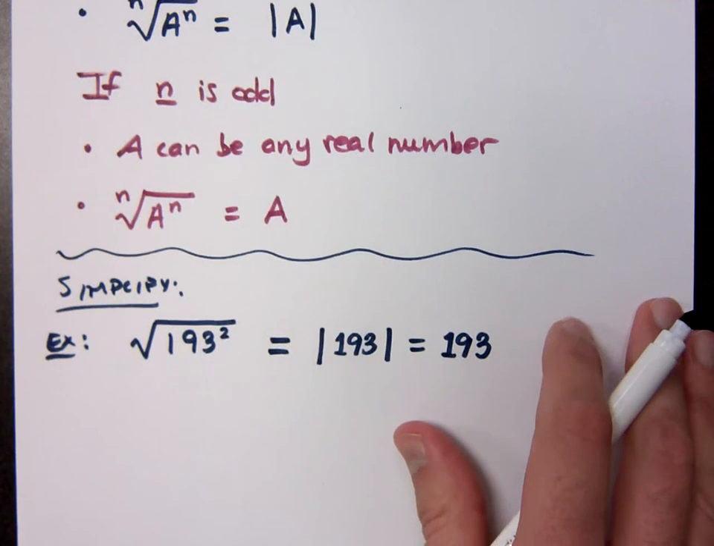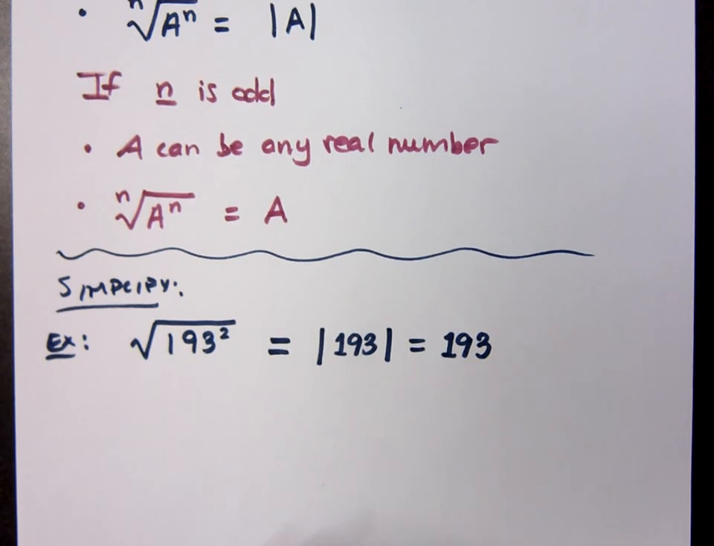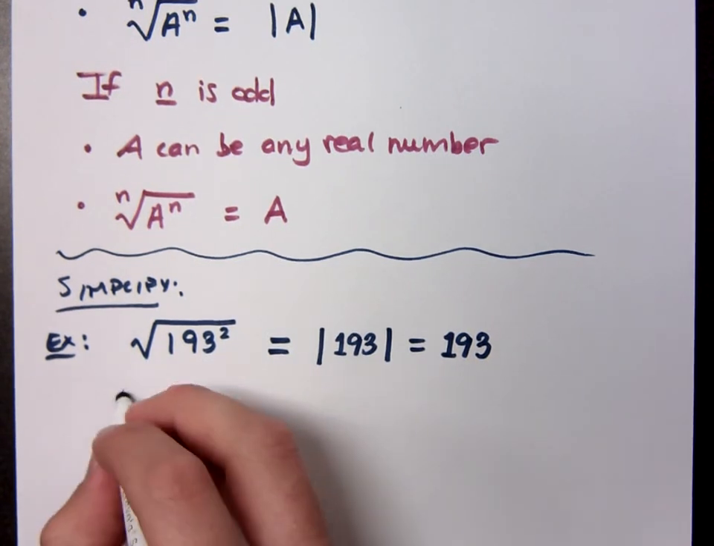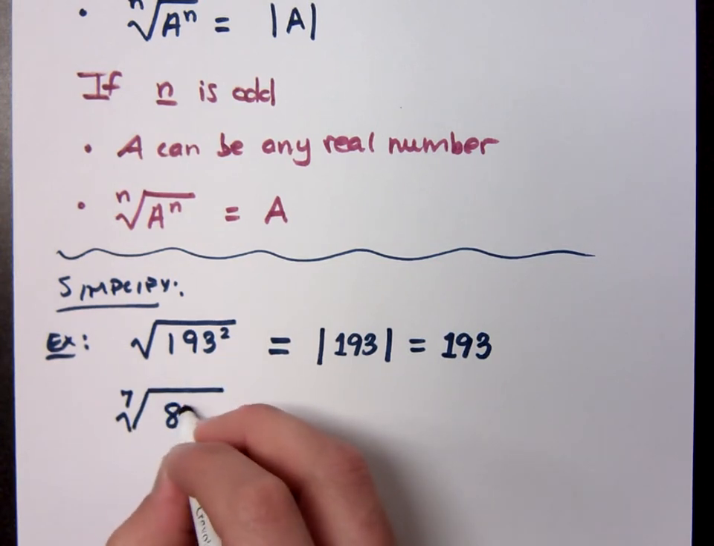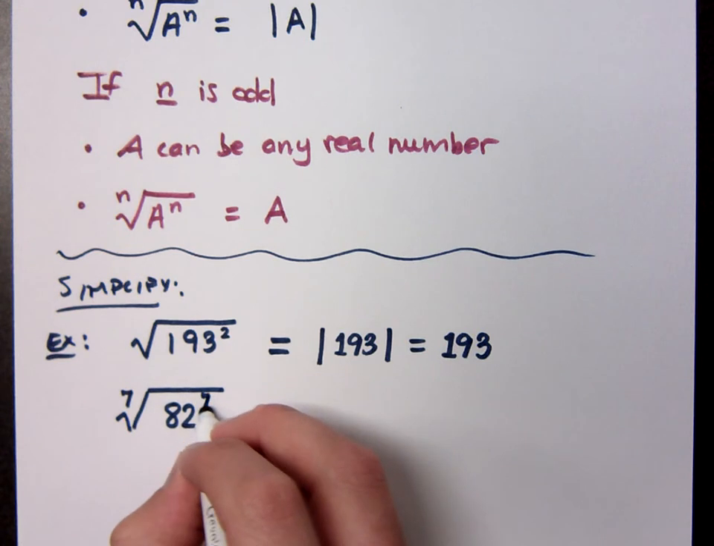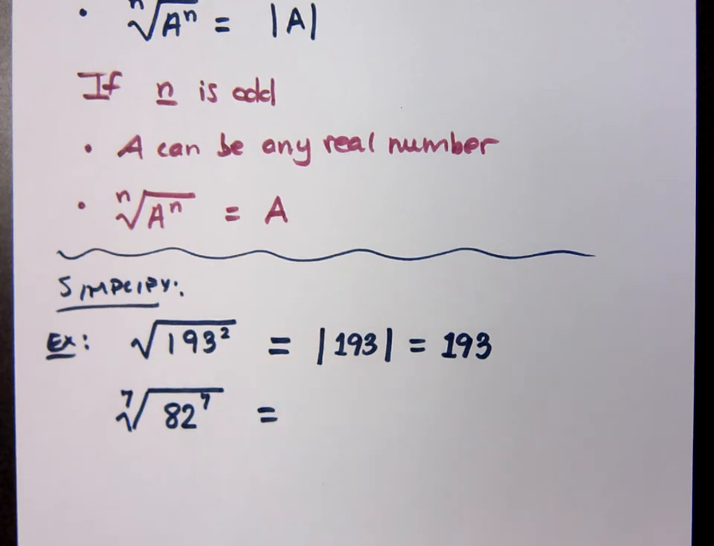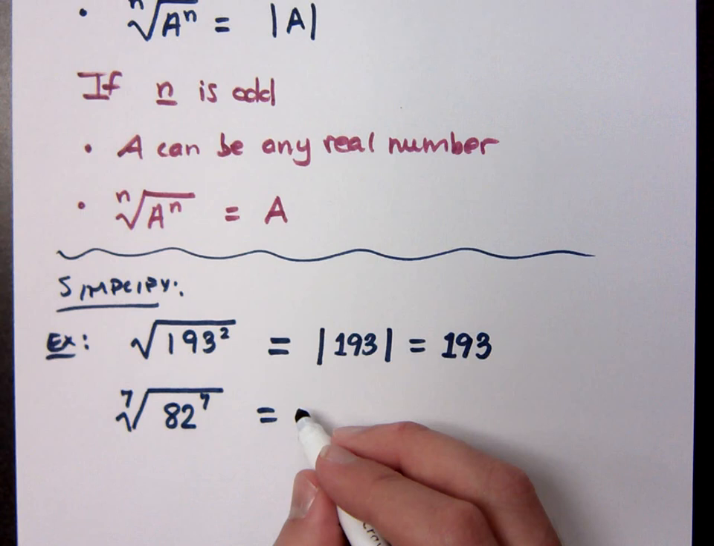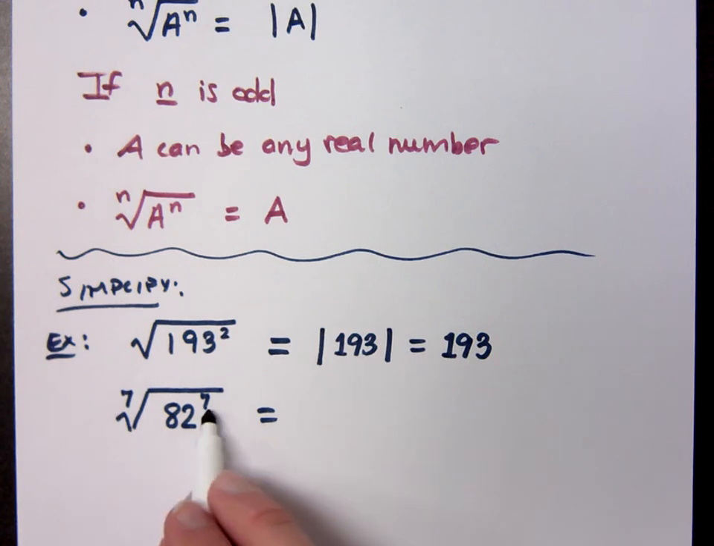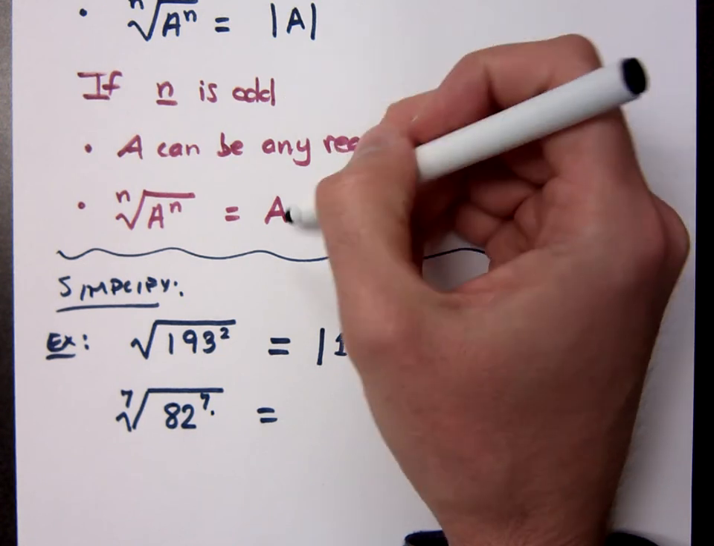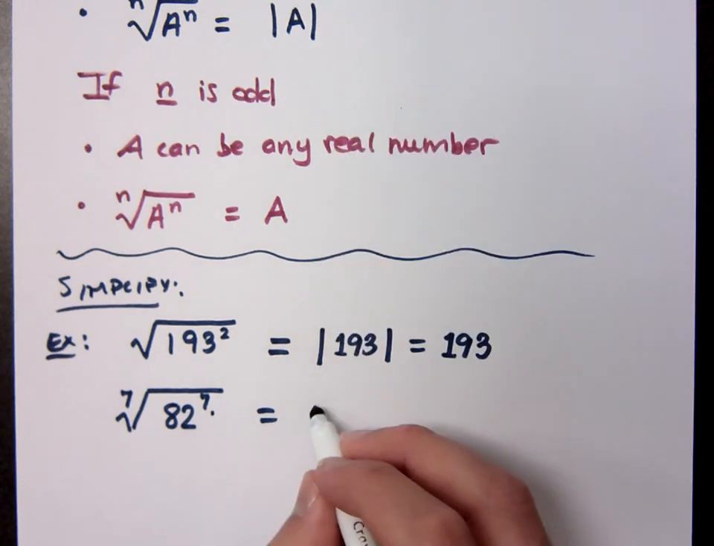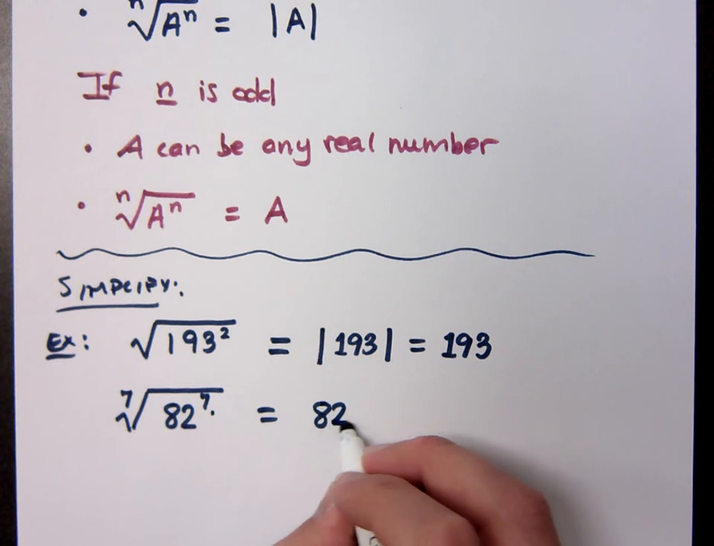You may still be wondering that absolute value doesn't really mean anything. Hold on. If I have the 7th root of 82 to the 7th power, what should that answer be? Notice, the index and the power are the same, but they're both odd. So in that case, it's just the base. That's your answer. So the answer is just 82.